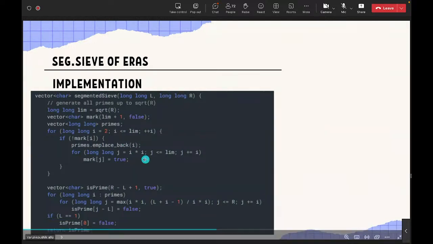Here we are not starting from 2i, we are starting from i*i. There is one number theory proof why we are starting from i*i, which I don't want to discuss. It's a big topic, it will take some time.